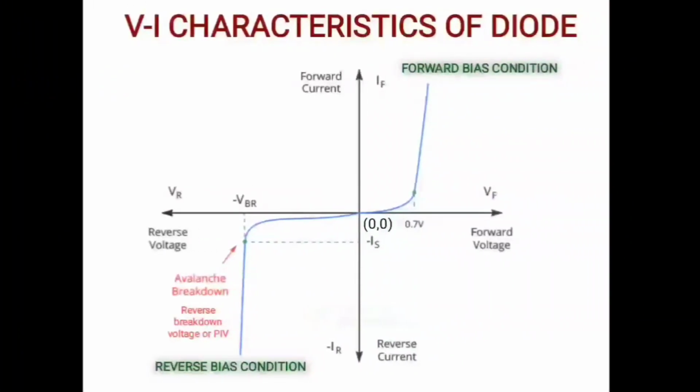As we know, a diode works in two different types of biasing, forward and reverse. We will show the VI curve for both the biasing modes. With reference to the 0 position, the right side of the x-axis represents the forward bias voltage VF and the left side represents the reverse bias voltage VR. Vertically, the top side of the y-axis represents forward bias current IF and the bottom side represents reverse bias current IR.